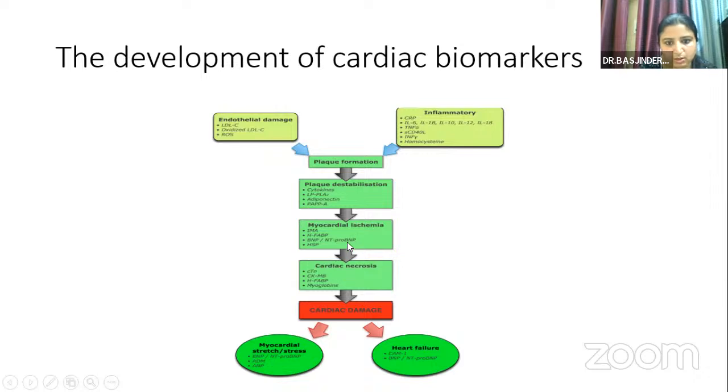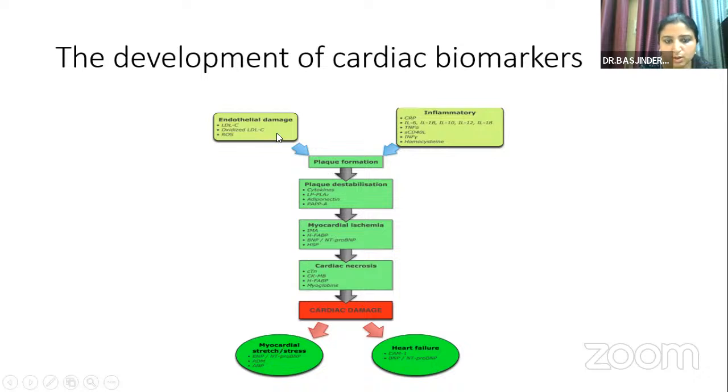But when there is complete occlusion, or when cardiac tissue becomes dead, cardiac necrosis occurs, and then cardiac troponin and creatinine CPKMB are released, and also the heart-specific fatty acid binding proteins and myoglobin are released. So this is the stage when these biomarkers will be released. This further leads on to cardiac damage, which can lead to heart failure, and wherever BNP comes into the picture, or it can cause myocardial stress, where BNP, NT-proBNP, or adrenomedullin, all these biomarkers come into the picture.